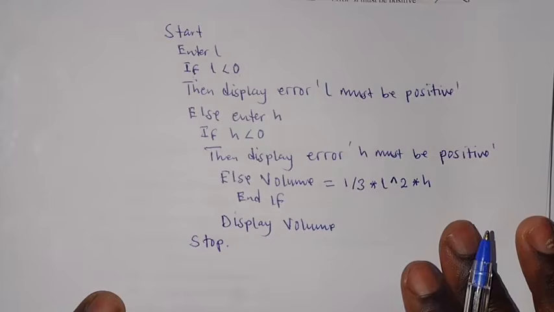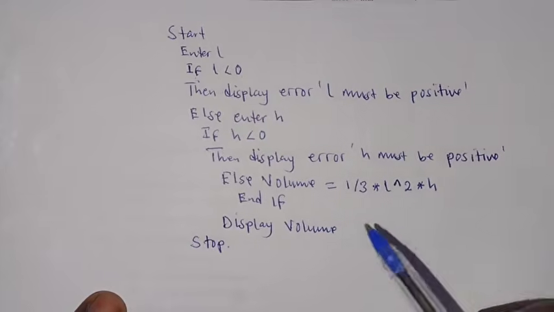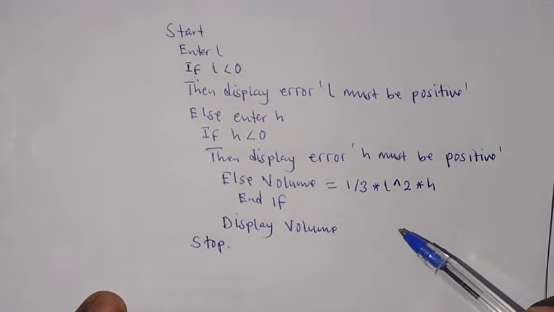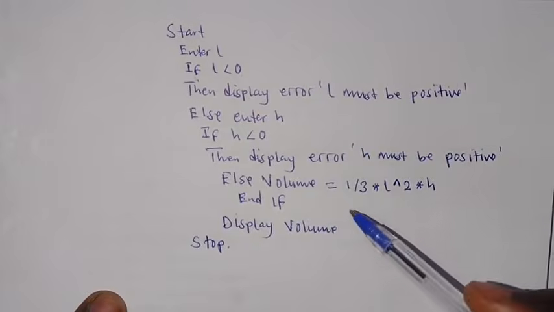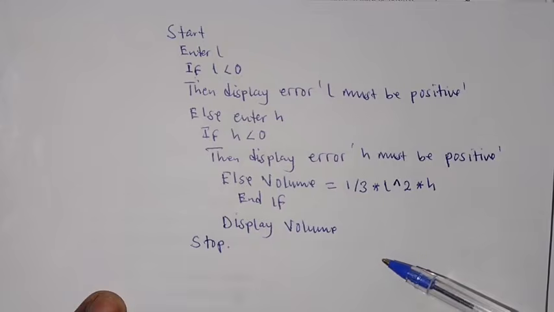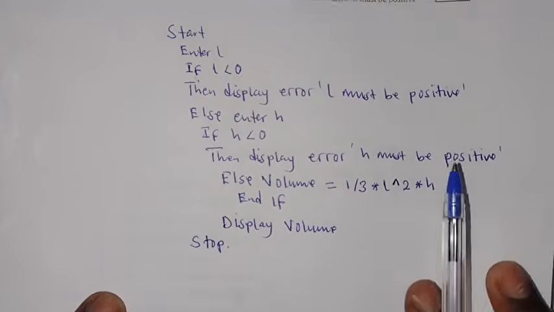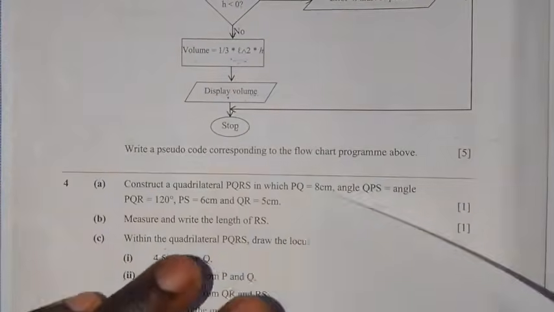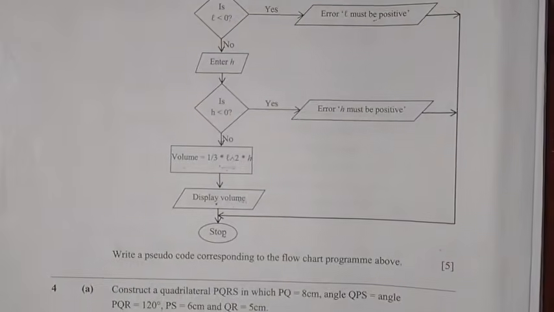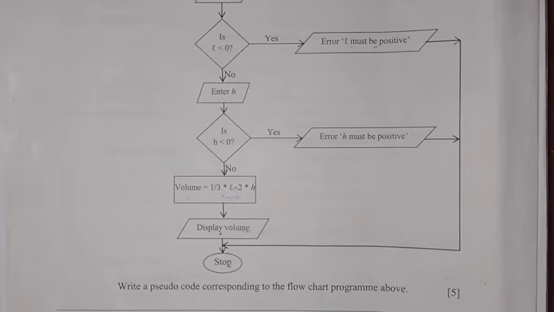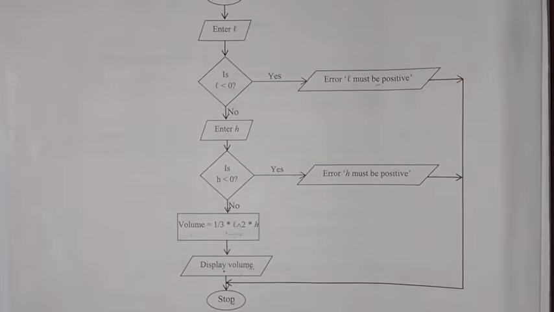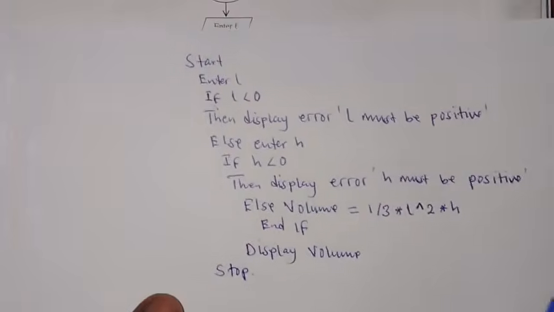So this is our answer. We have written from the flowchart to the pseudo code. This is the pseudo code that was required for this program right here, and you get the 5 marks.